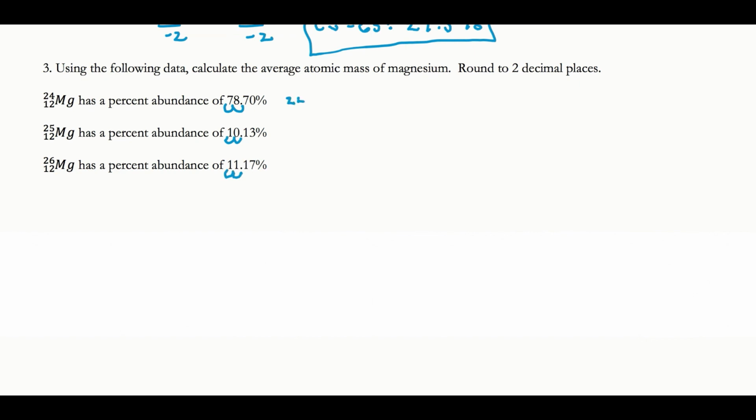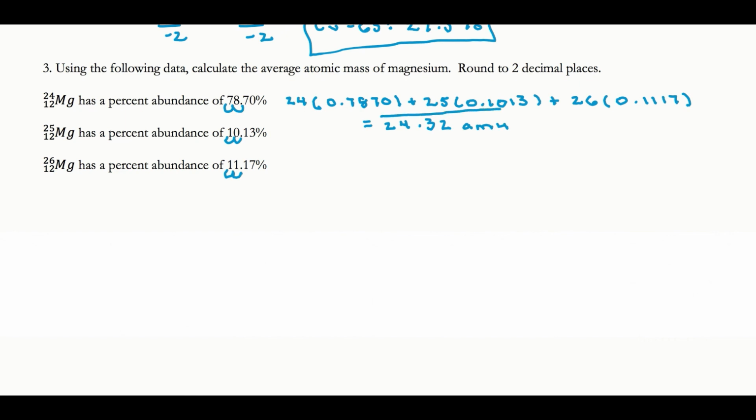So I'm going to take 24, multiply by its percent abundance, 0.7870. Add to that 25 times its percent abundance, which is 0.1013. Add to that 26 times its percent abundance, which is, as a decimal, 0.1117. Okay? I'm going to multiply all of these by their percent abundances and add them together. And what I end up getting is 24, rounded to 2 decimal places, 24.32. And remember, for average atomic mass, my units are AMU.